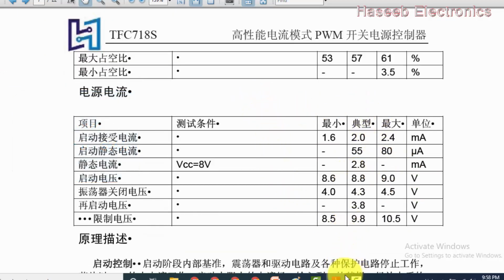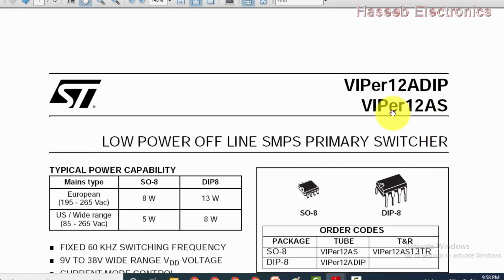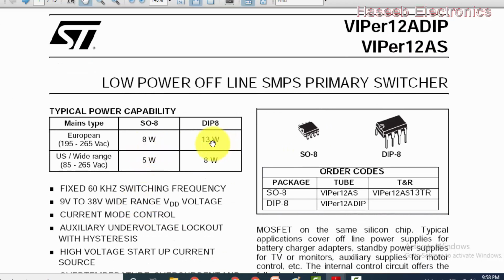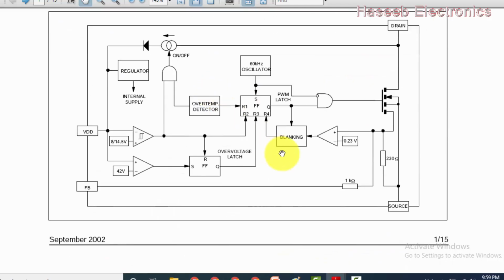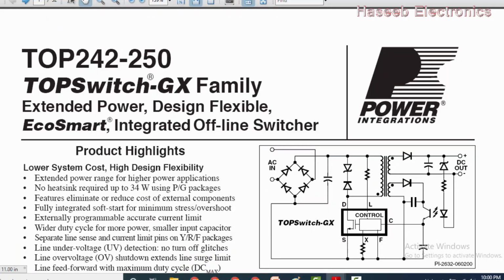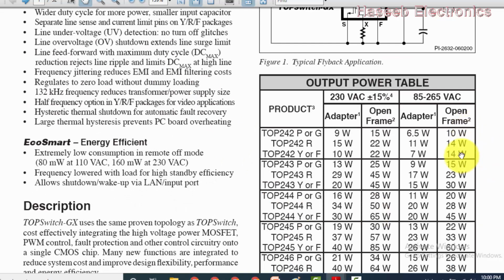We can use Viper IC. If we use Viper 12, it can deliver 13 watt. So TFC IC, that is 12 watt. This is the closest match, and it is 60 kilohertz fixed frequency. So we can replace with Viper 12A, or we can use any TOPSwitch from 242 to 250 series within the same range. This is 14 watt, so we can select any IC from this range.